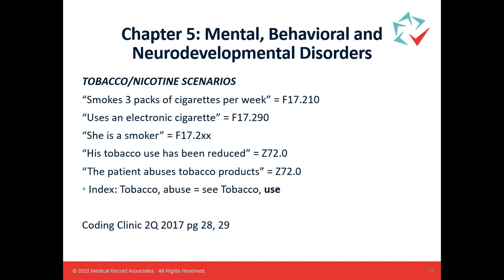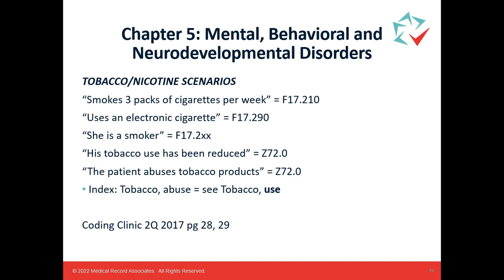Here are some scenarios regarding tobacco and nicotine. If a patient smokes 3 packs of cigarettes per week, that would code to F17.210, smoke cigarettes. Electronic cigarettes codes to F17.290. She is a smoker, that would code to your F17.2, and then you just have to specify what's being smoked.